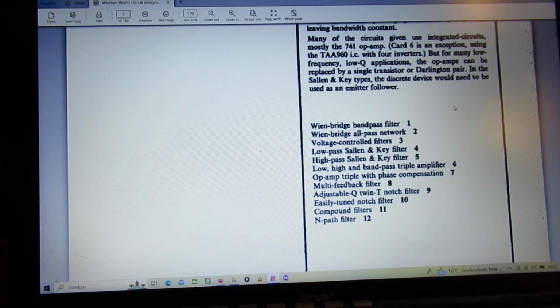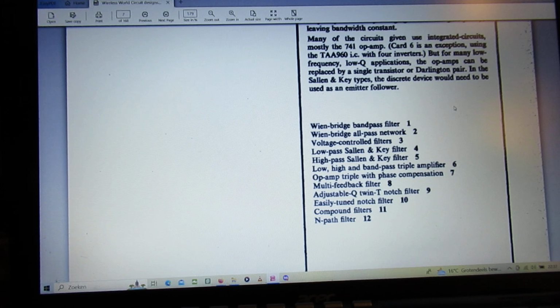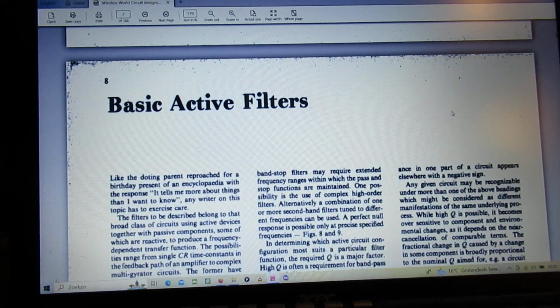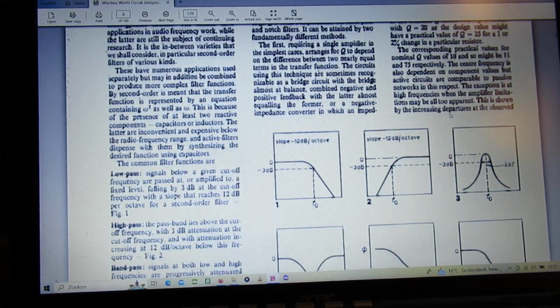all the things that are illustrated here. The Wien-Bridge bandpass filter, the Wien-Bridge all-pass network. Well, of course, with a Wien-Bridge oscillator there is a kind of standard filter network. And I will skip this all very quickly.